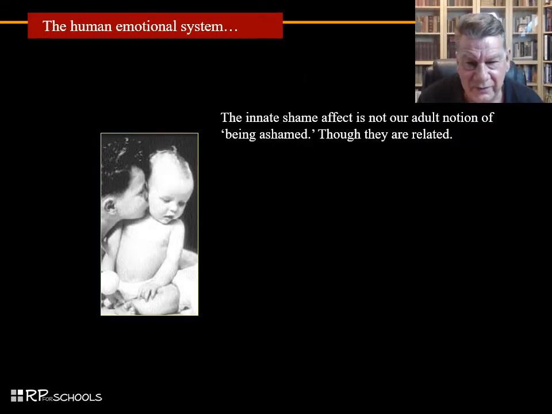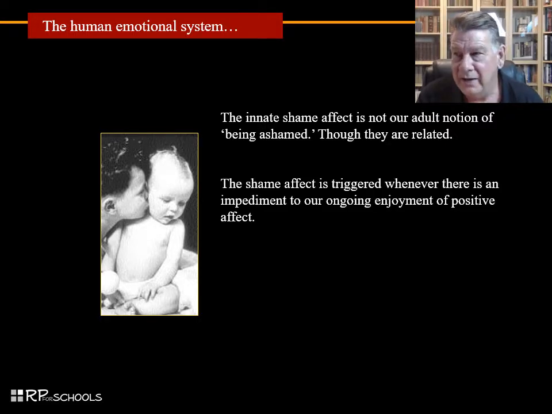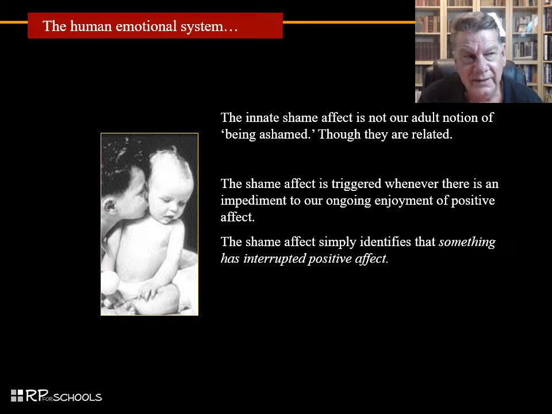The shame affect, we need to really stress this, is not the adult notion of being ashamed, though they are related. The shame affect is triggered whenever there's an impediment to ongoing enjoyment of positive affect. So ongoing interest or ongoing enjoyment, joy. The affect being triggered simply identifies that something has interrupted positive affect. It's not good, it's not bad, it's just something has interrupted positive affect, and the affect, shame and humiliation, is there to tell us that.